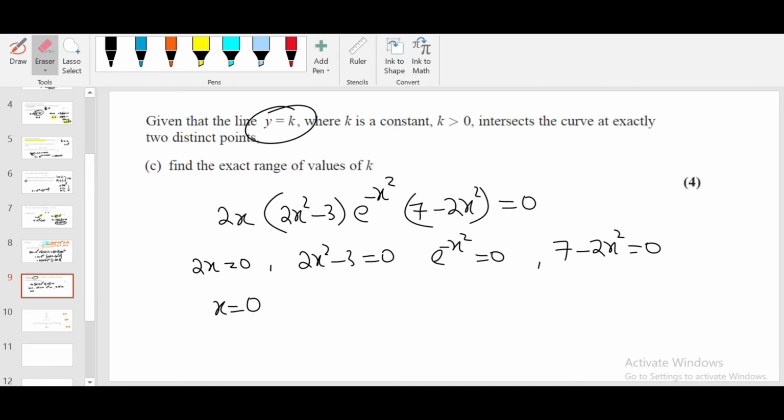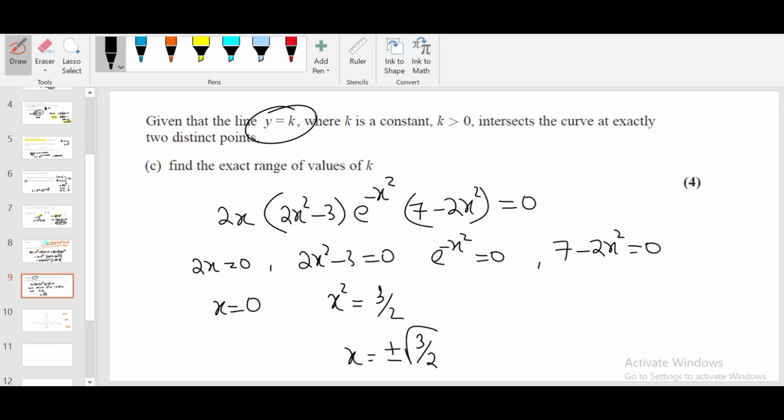And then here x square is equal to 3 over 2. So x is equal to plus or minus square root of 3 over 2. E power minus x square is 0 only when x is infinity. So forget about this actually. Here x square is equal to 7 over 2. X is plus or minus square root of 7 over 2.